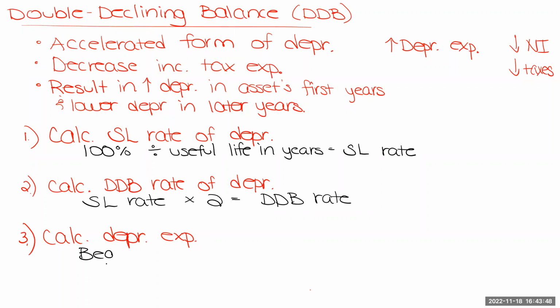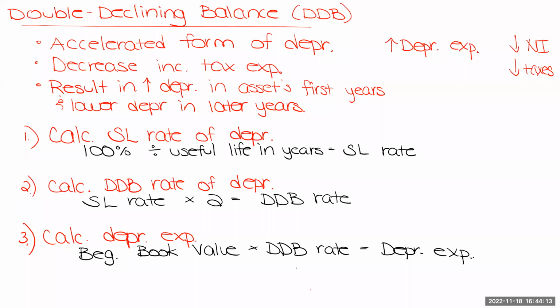Your formula for that is to take your beginning book value and multiply it by that double declining balance rate from step 2. That gives you your depreciation expense. This one, as you can tell by the increased number of steps, is the most difficult of the 3 to calculate. And it's difficult not just because of the extra work, but there is just an added layer of complexity with this starting point, with starting with the beginning book value instead of the depreciable base.